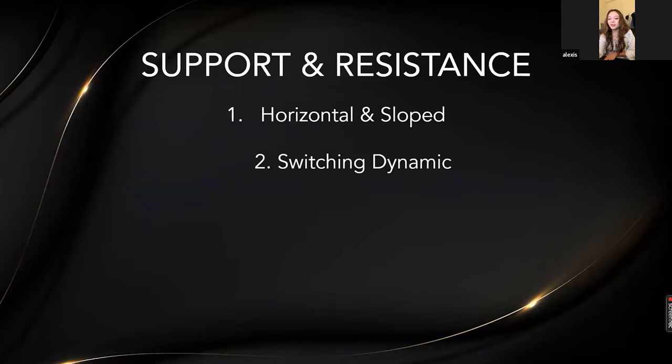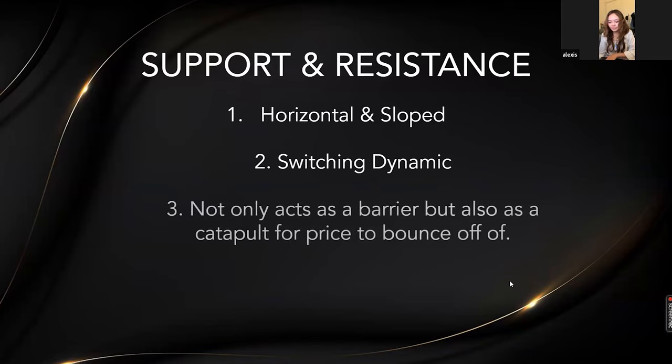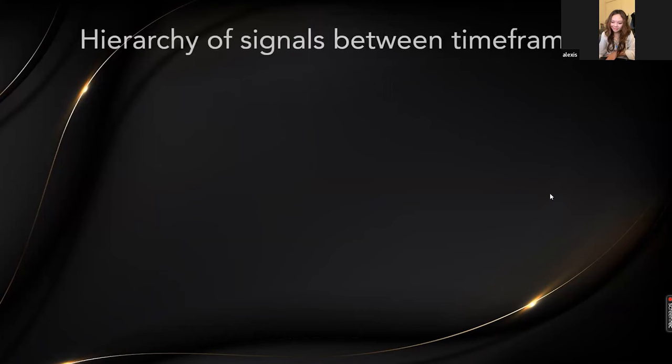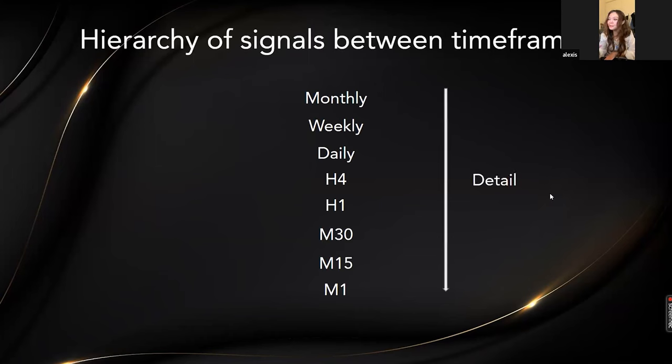Again, you've got two types of support resistance lines, horizontal and sloped. And it's got a switching dynamic. What once was a support line can become a resistance line and vice versa. It not only acts as a barrier, but also as a catapult for price to bounce off of. And it respects the hierarchy of signals. So a support resistance line that you drew on the 15-minute chart will definitely be stronger than one that you drew based on the 30-second chart. The lower the time frame, the more detail you get; the higher the time frame, the more signal power you get.